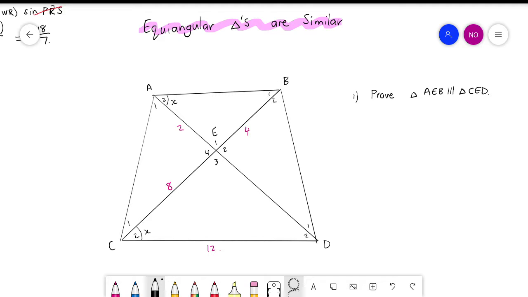When we are proving that it is equiangular, how many sets of angles do we need to prove? If I've proven two sets of angles equal to one another, then the third one is implied.